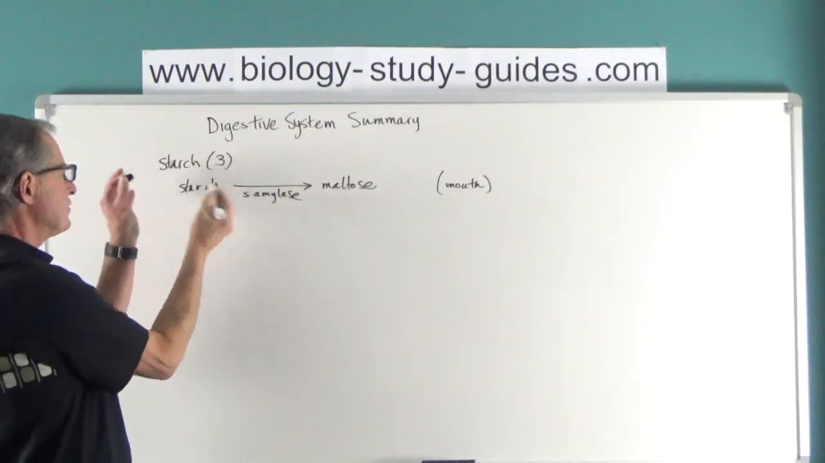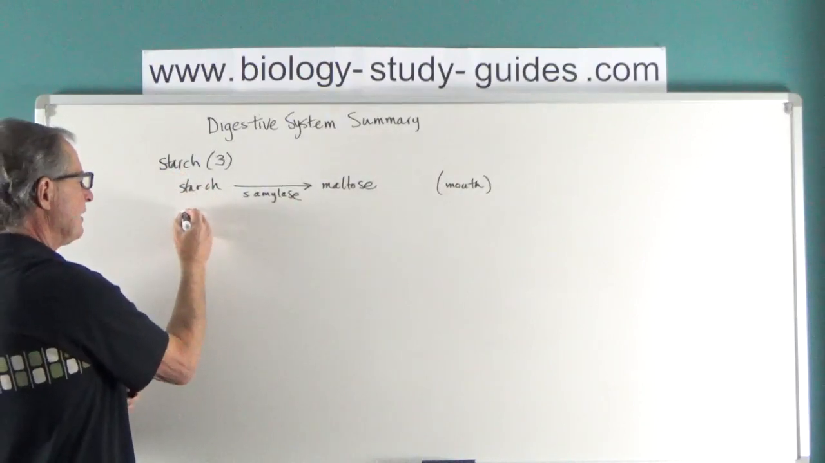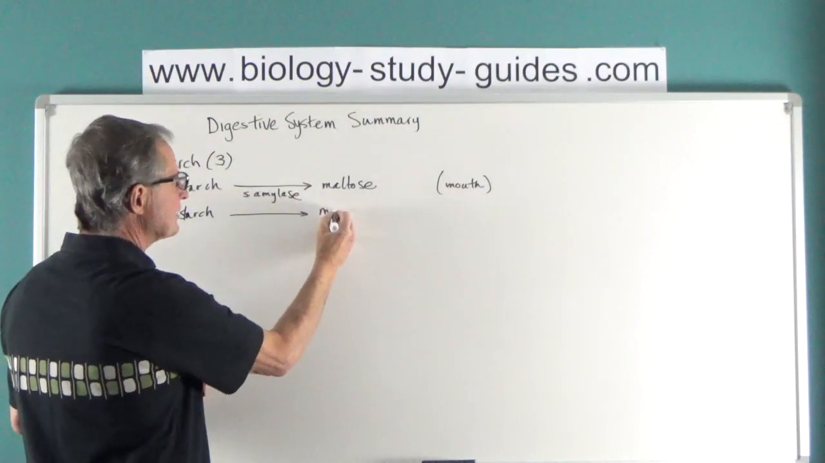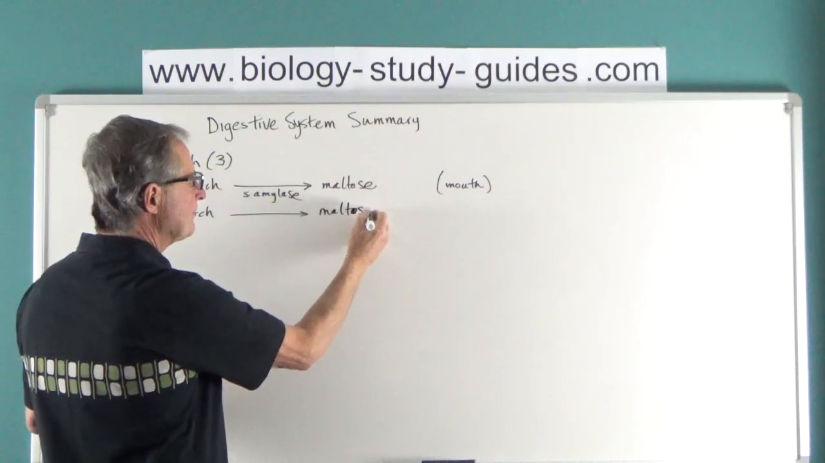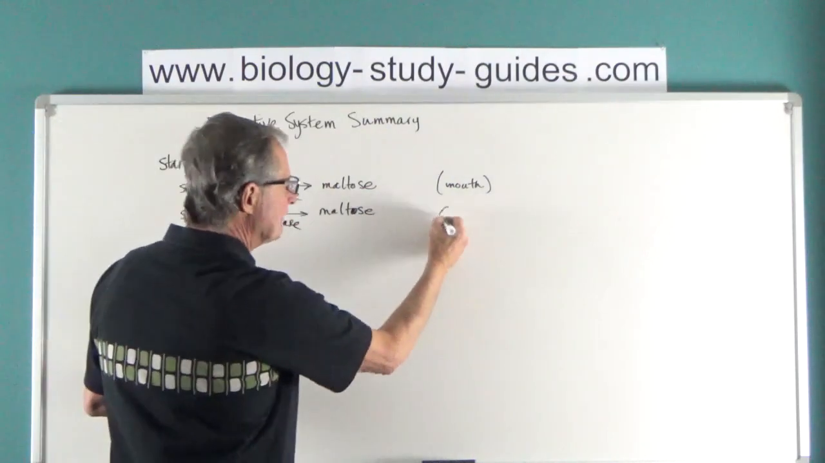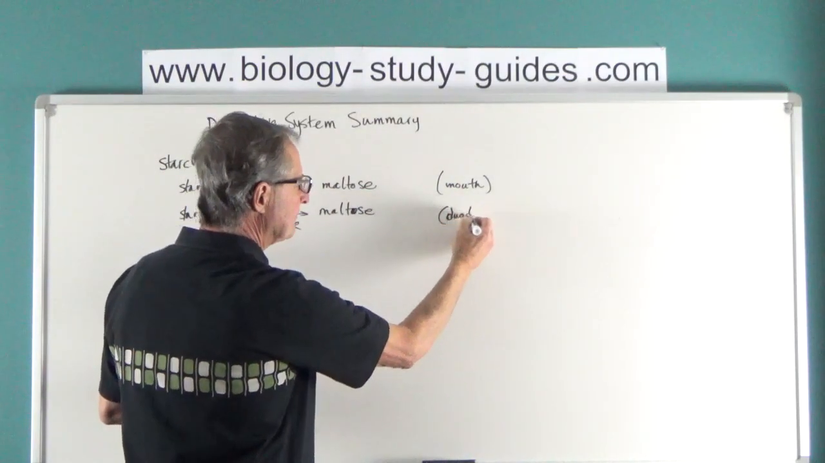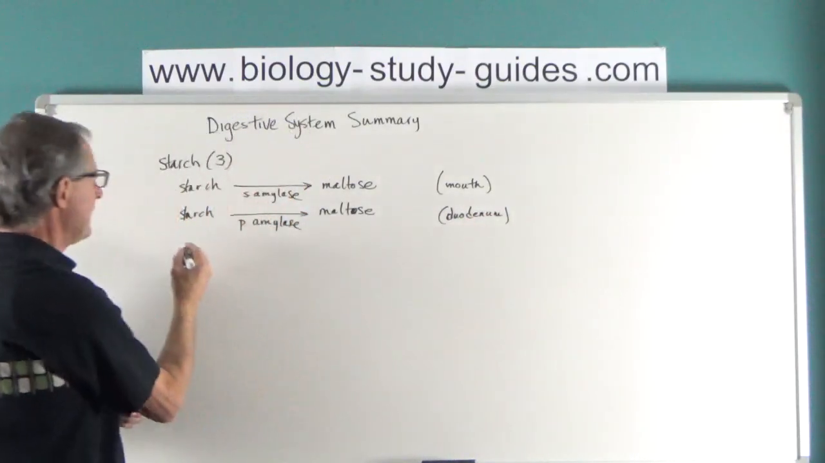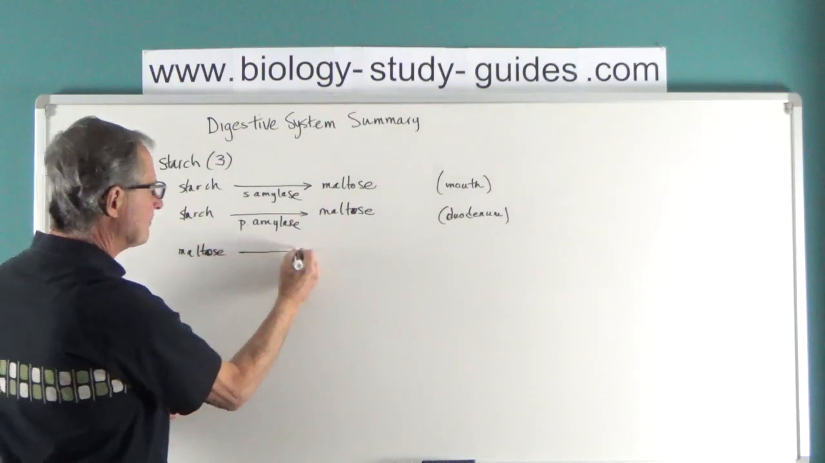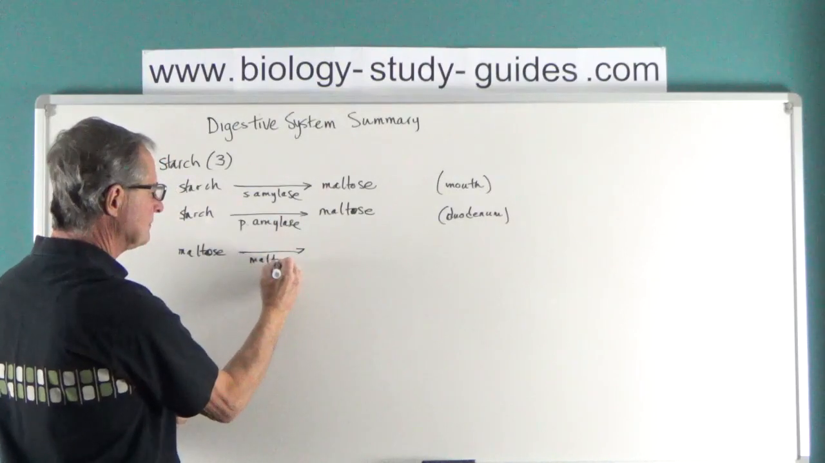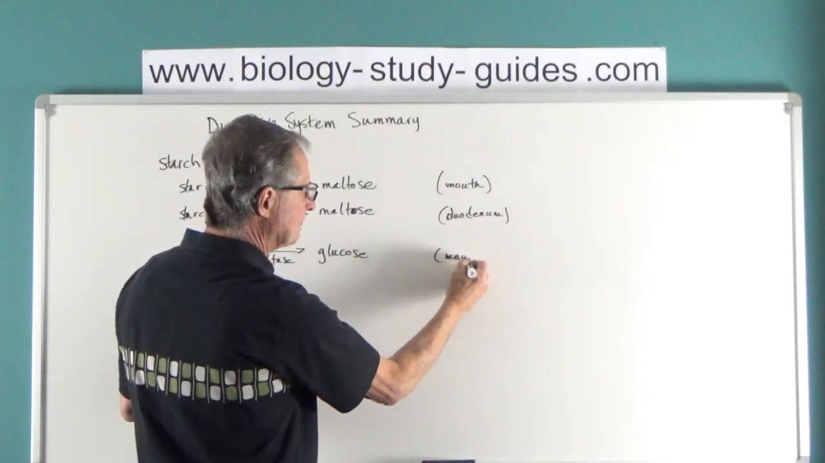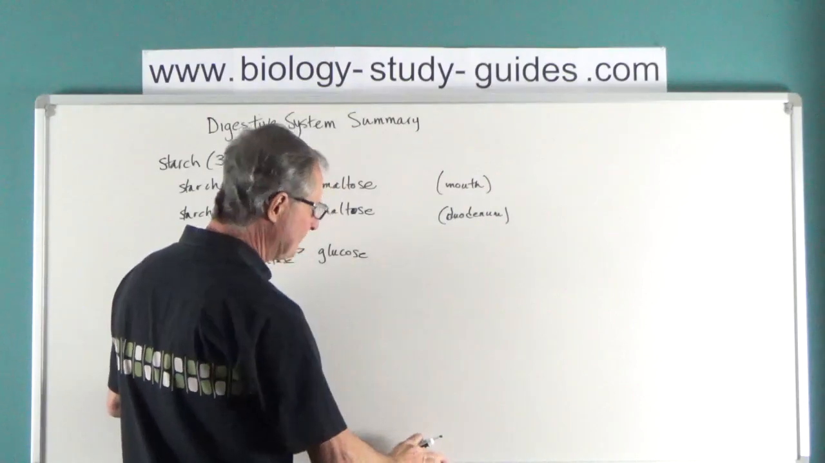The second step, or second part of the chemical digestion of starch, still has starch as a molecule, because not all the starch gets broken down in the mouth. Pancreatic amylase does that one. This occurs in the duodenum. And now we have maltose. Maltose gets broken apart by maltase, and we have glucose molecules. That occurs also in the mouth. Oh, sorry, that occurs in the duodenum.